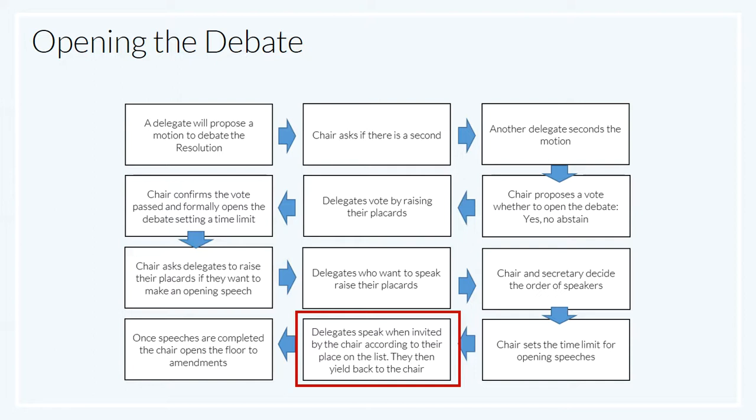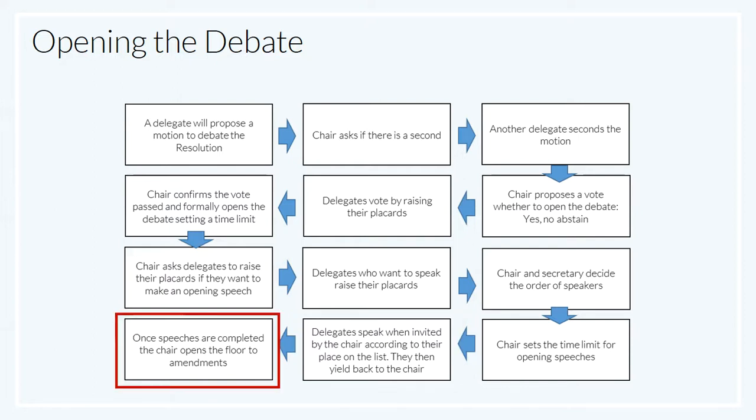Each person in turn, they yield to the chair, or if they've got any time left over, they may yield to another member. After you do that, then the chair finishes. So it's the same structure: proposal, support, time for debate, speakers list, time for speeches, vote.